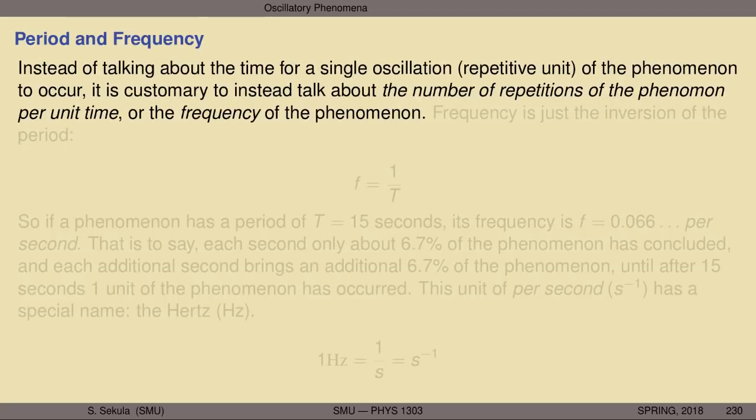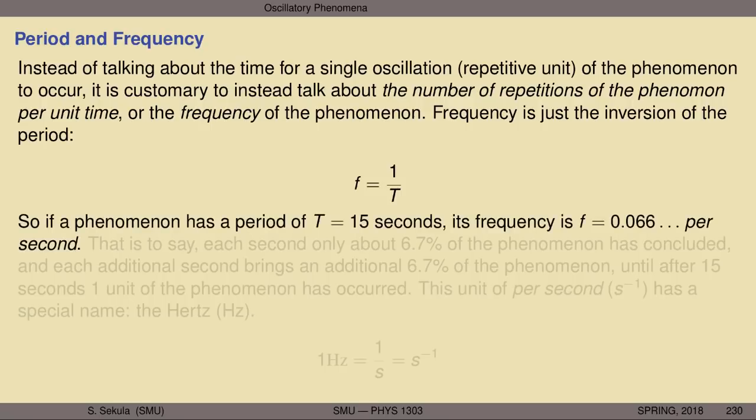Now, instead of talking about the time for a single oscillation, one repetitive unit of the motion or of the phenomenon, it is customary to instead talk about the number of repetitions of the phenomenon per unit time. This is also known as the frequency of the phenomenon. Now, frequency is just the inversion of the period. If one cycle of the phenomenon happens over a time capital T, the frequency of that same phenomenon is 1 divided by capital T. So, for example, let's do a concrete application of this.